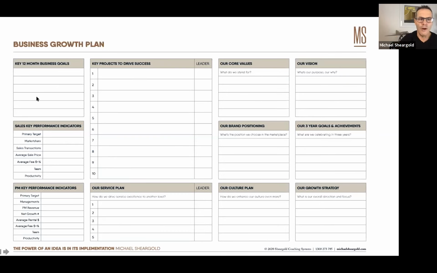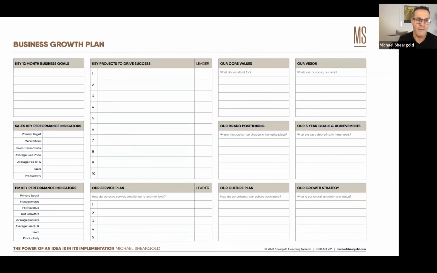And then below those, you'll see here we've gone into, so what are our key sales performance indicators and our key property management indicators there? So this actually goes through. And our primary market that we want to own is this. The market share we're going for is this. The number of sales transactions we want to achieve, the average sale price, average fee in terms of dollars and percentage, how many in the team, and productivity. Productivity for us, by the way, is transactions per team member that we're actually focused on. The reason I love that so much in our coaching model is it's a small number, and how do we actually enhance that?